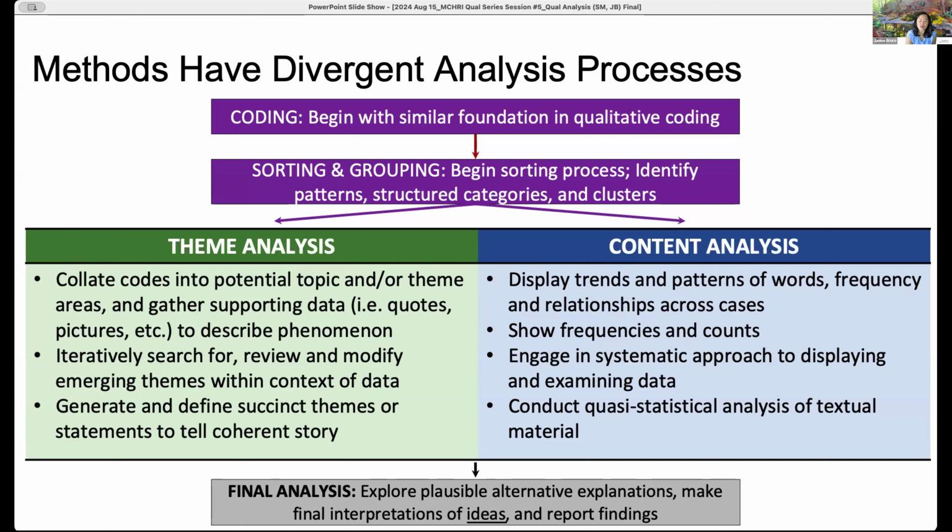And then you're going to generate what are hopefully really nicely defined, succinct themes and statements that are going to tell your story. And with the content analysis, again, you'll have those trends and patterns and frequencies and relationships. You'll have those frequencies and counts. And then you can have really a lot of different ways to display the data. And then there's some potential ways to actually bring these two elements together in maybe a shared table that not only demonstrates the content piece and the quasi-quantification of your data, but also some themes that might emerge within a particular structured category.